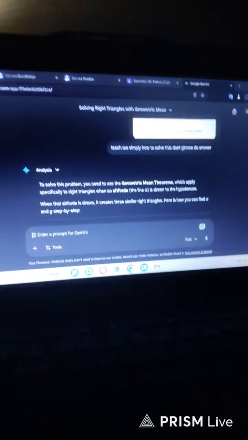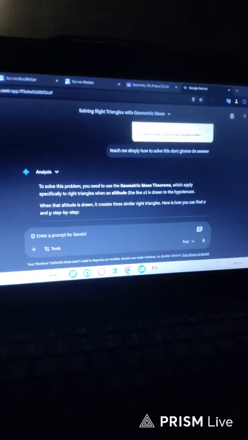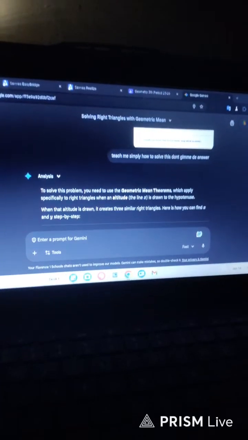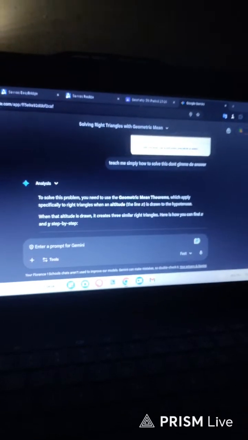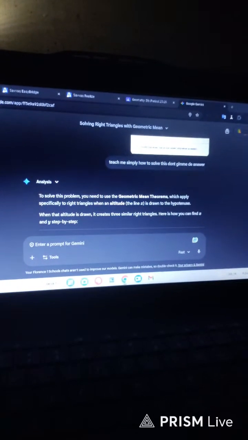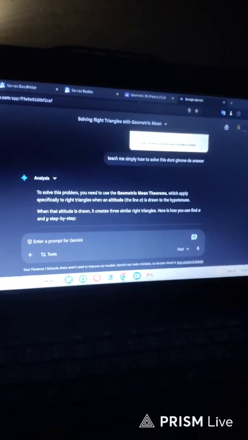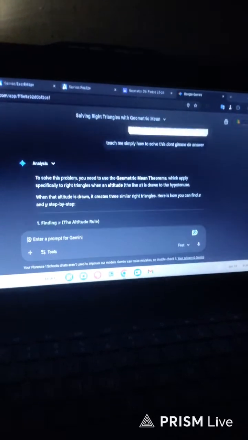To solve this problem, use the geometric mean theorems, which apply specifically to right triangles when an altitude line x is drawn to the hypotenuse. When that altitude is drawn, it creates three similar right triangles. Here's where you can find x and y step by step. Finding x, the altitude rule.